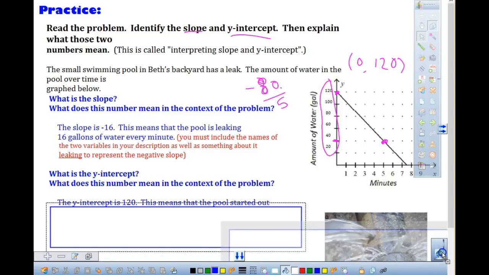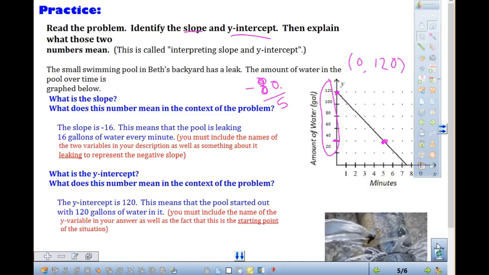So we're going to look at that y-intercept part too. On the bottom, the y-intercept is 120. Again, write everything in blue. And this means that the pool started out with 120 gallons of water in it. The important things about this answer is that you say that the intercept is 120 and that it started out, that tells us it's the initial value. It started out with 120 gallons of water in it.